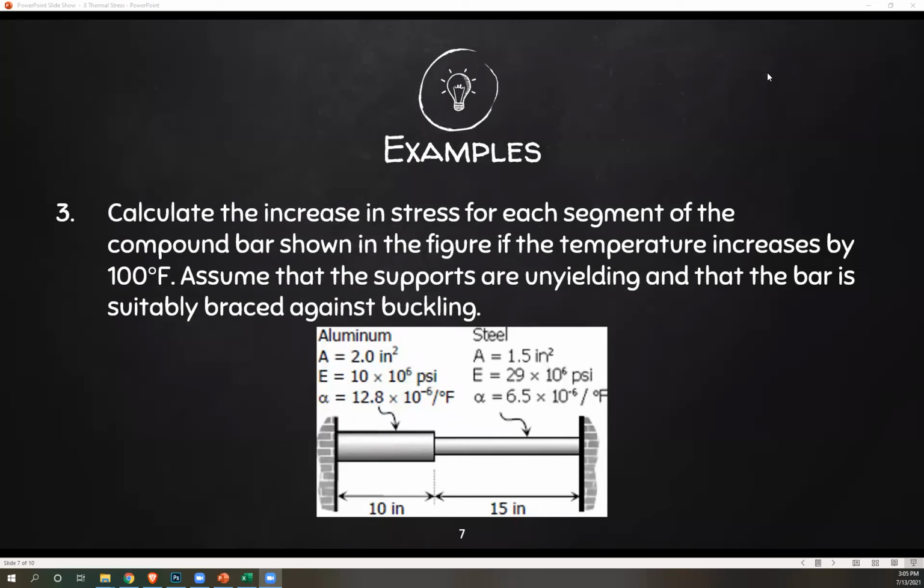Last meeting, we answered up to number 3. So today we'll just continue.